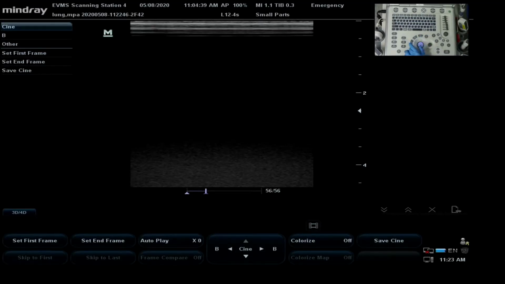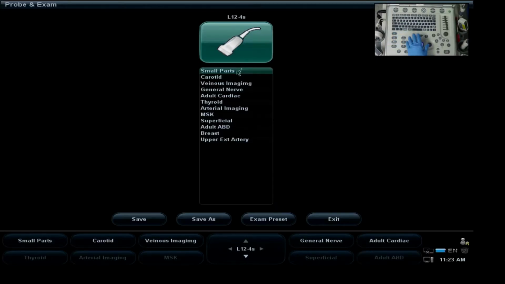And you'll notice that the machine does default to small parts, and that is because if I select my exam, it's the first on the list and tends to go for that particular preset. There are other presets here like MSK and breast that use the linear probe, but small parts is the appropriate one for lung scanning.